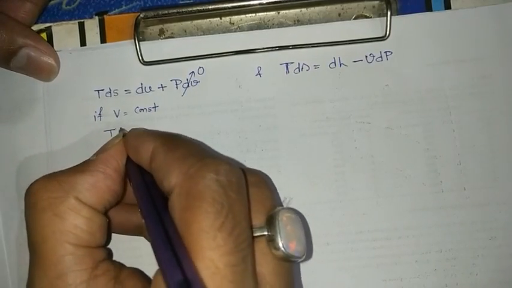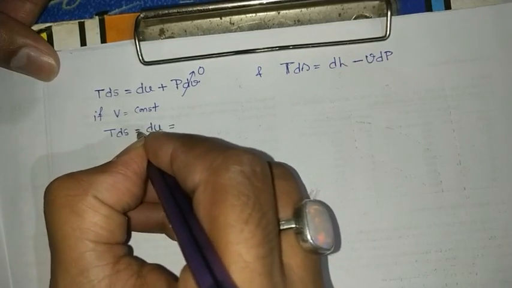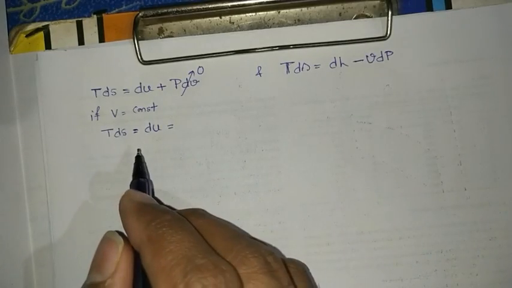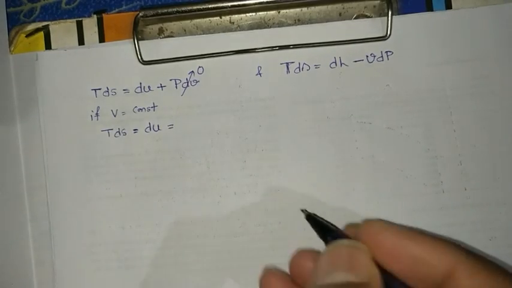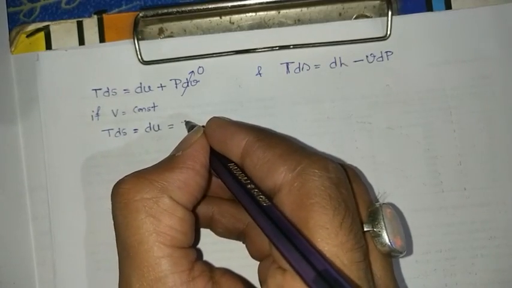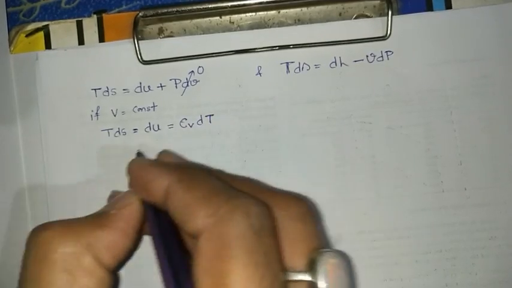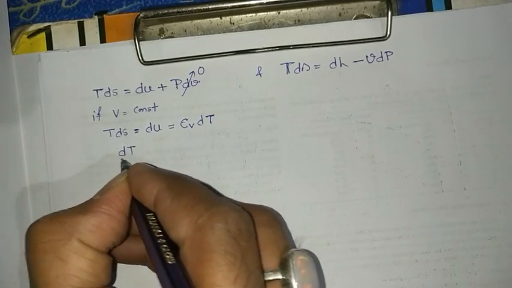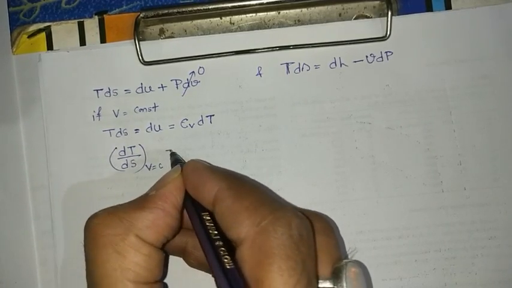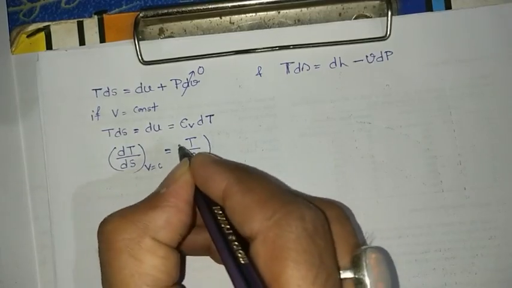So the equation becomes TdS equal to dU, and we know, as we discussed, that for the Otto cycle the working fluid is air, and air we treat as an ideal gas. So for an ideal gas, dU is equal to Cv dT. So from here we get dT over dS at constant volume is equal to T over Cv.